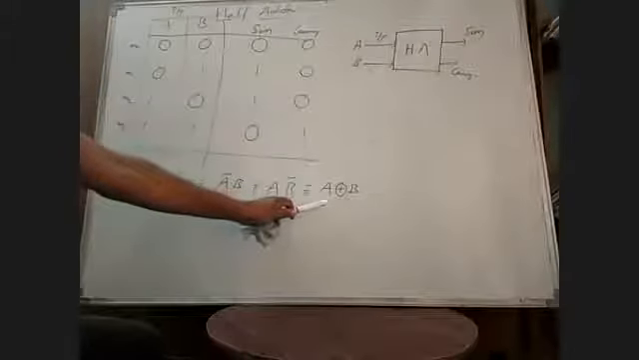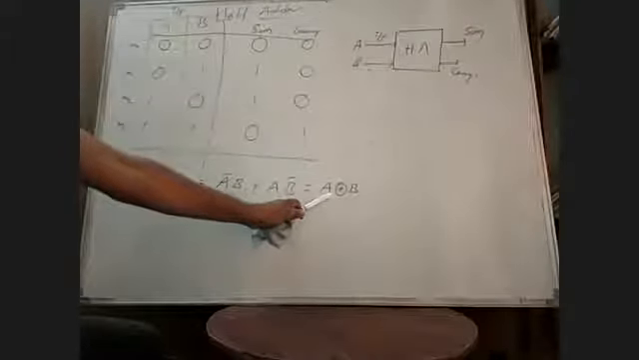Now we have to draw the logical circuit diagram. We have to draw the circuit diagram using basic gates, using NAND gates, and using NOR gates. To realize this half adder circuit, it requires one exclusive OR gate and one AND gate.